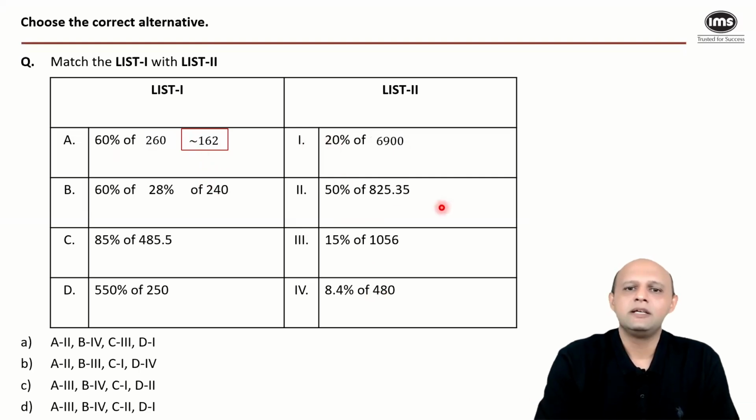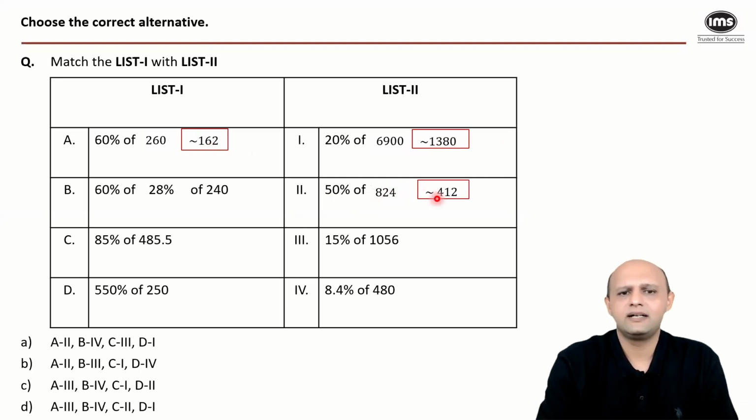So if you assume this to be 6,900, I'm just changing this. What is 20% of 6,900? 20% is 1380. So is it equal or even close to 162? No. 825, you can easily assume this to be 824. What is half of 824? It is 412. So again, does not map with the first value.